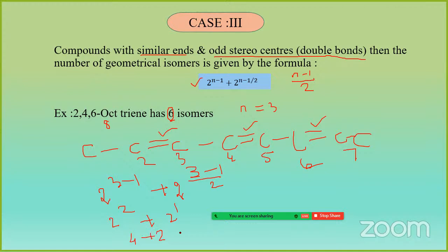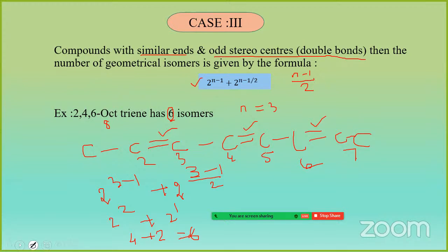6. So that's why 2,4,6-octatriene, you are getting 6 isomers. 6 different ways we can show these geometrical isomers. We can change the position between 1 and 2, and between 3 and 4, and between 5 and 6. In that way we can change it by using this formula. So totally we'll get 6 isomers for this compound, 2,4,6-octatriene.